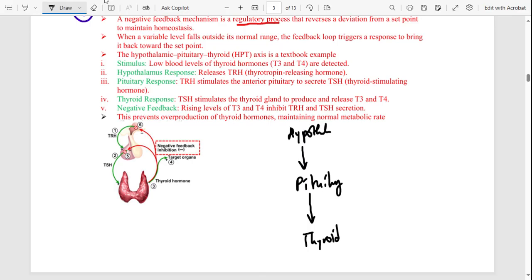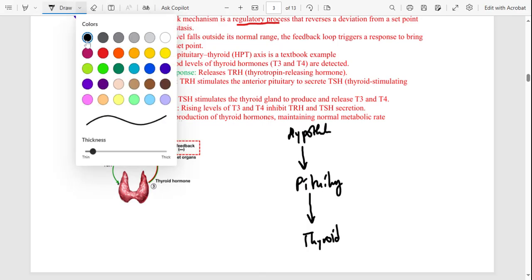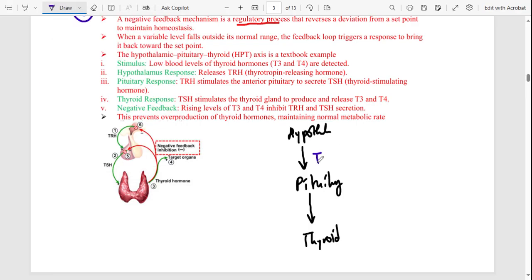Now, the hypothalamus releases what we call releasing hormones. So there is the thyroid releasing hormone. This will stimulate the anterior pituitary gland to release what we call the thyroid stimulating hormone. And then what happens now? The thyroid gland is going to now release the thyroid hormone. The thyroid hormone is made up of T3 and T4. Now, as the levels of T3 and T4 increase, you can see that they are increasing.